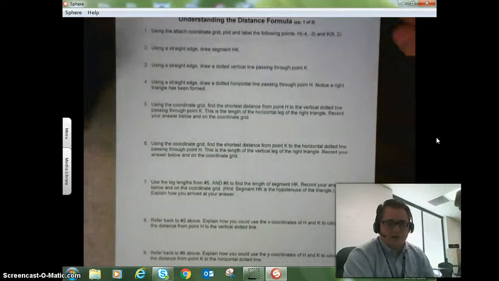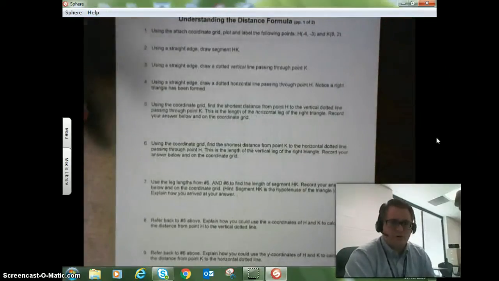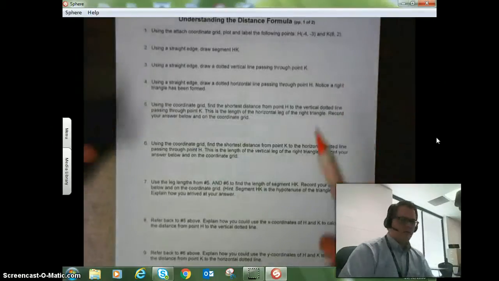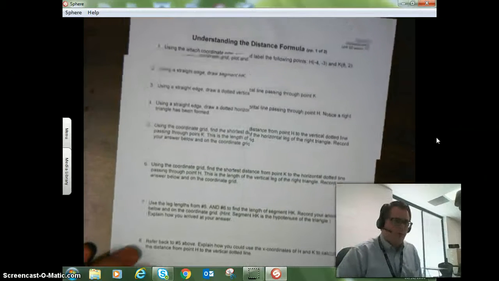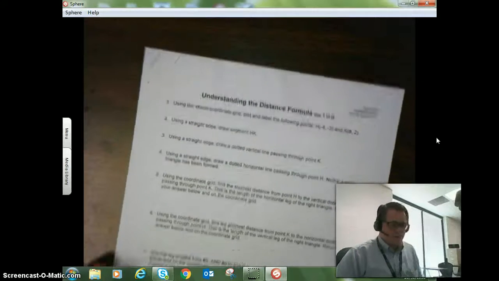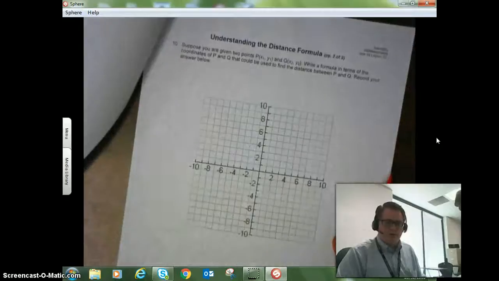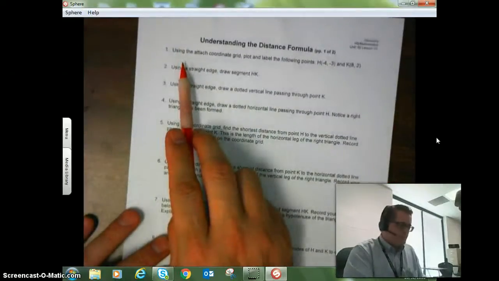What this investigation is going to walk us through is going to show us how the formula for the distance was derived in the first place. Not just, take my word for it, I'm the teacher, but where did it come from? Why does it work? So let's go ahead and take a look at what we have here. There's our graph for the other part. Let's walk our way through it and see what we get.